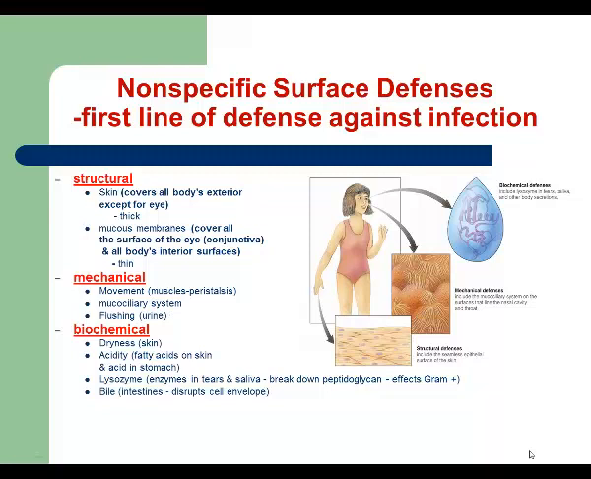Alright, let's summarize all the information about the first line of defense. The first line of defense is called non-specific surface defenses. It can be structural, mechanical, and biochemical.